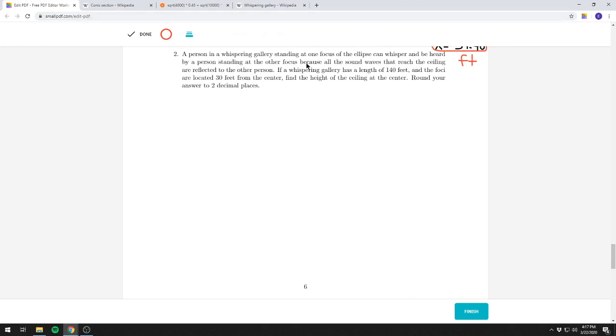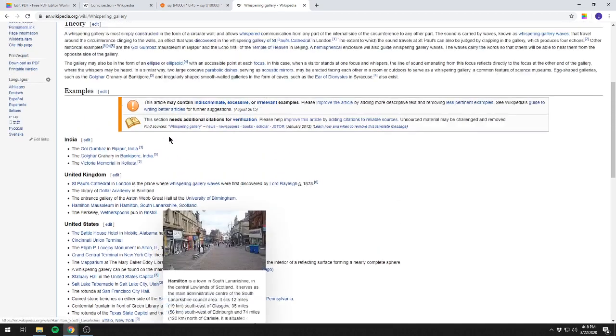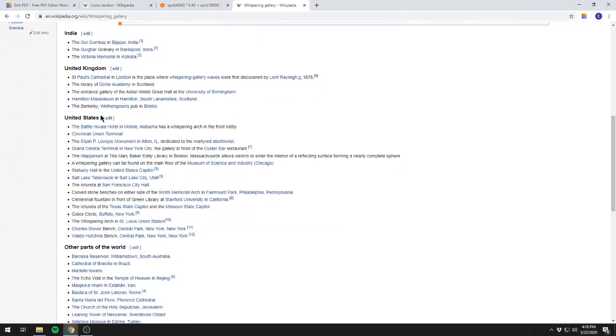A person in a whispering gallery standing at one focus of the ellipse can whisper and be heard by someone standing at the other focus because all the sound waves reaching the ceiling are reflected straight to the other person. And this isn't something that's fake. It sounds kind of weird, but you can be standing hundreds of feet from someone and hear someone whisper. There's a whole Wikipedia page about whispering galleries and where some are. We have a lot in the United States, so once we're allowed to travel again, if you find yourself in any of these areas, it'd be pretty interesting just to check it out.